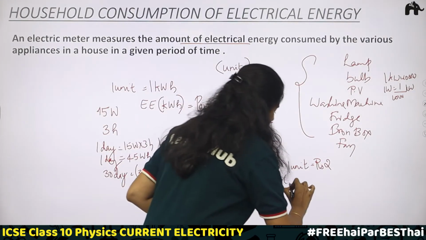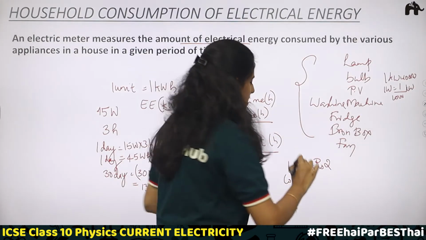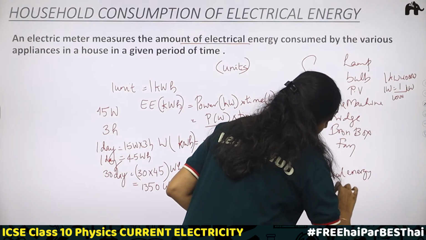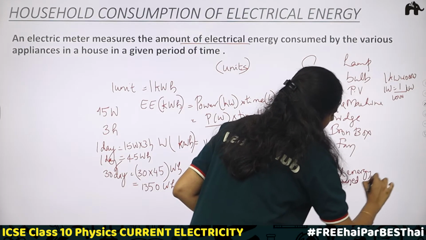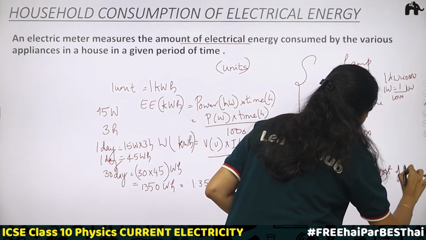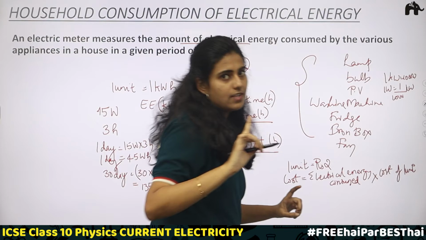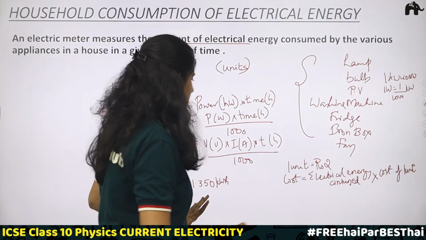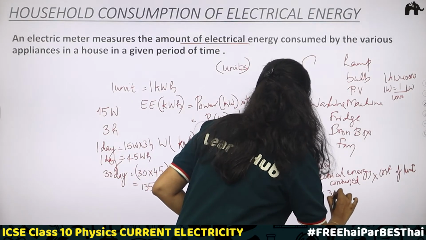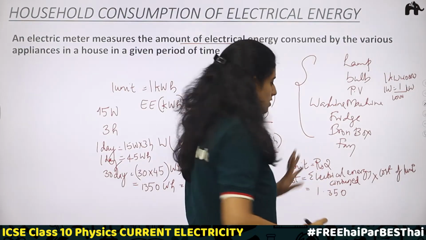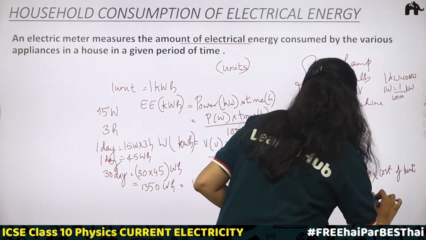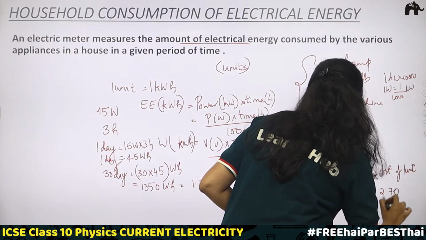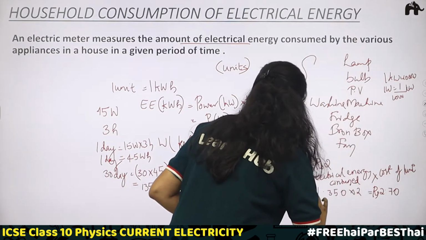You get the total cost equal to the electrical energy consumed into the cost of 1 unit. This is the case of a single device that we are discussing now. Electrical energy consumed into cost of 1 unit. In this case, 1.350 is the electrical energy consumed, into 2 rupees. That is equal to 2.70. Okay, rupees 2.70 just for a single device.